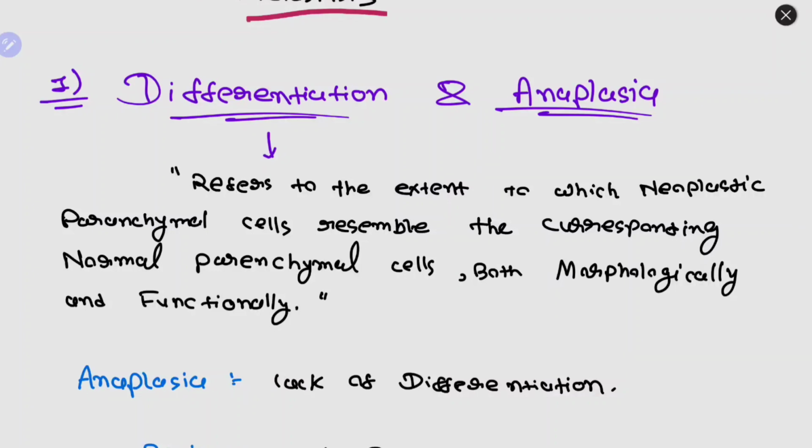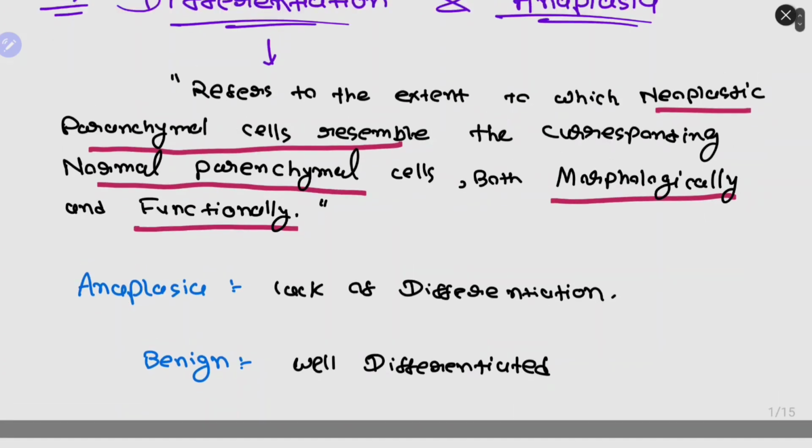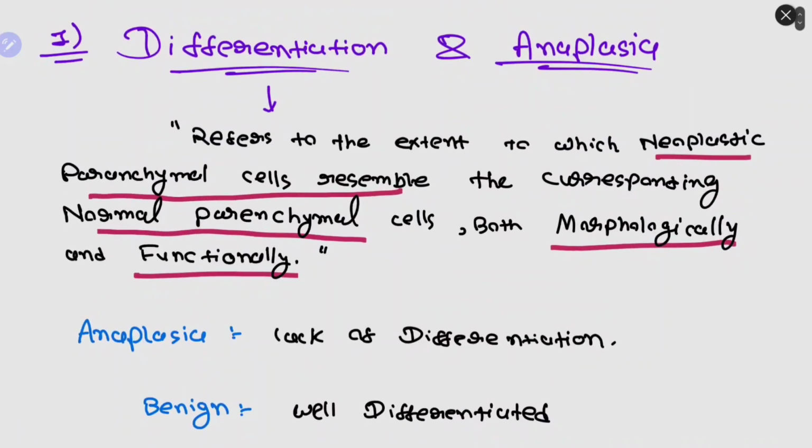So guys, what is differentiation? Differentiation refers to the extent to which neoplastic parenchymal cells resemble the corresponding normal parenchymal cells, not only morphologically but functionally also. And what is anaplasia? Simply, it is lack of differentiation.